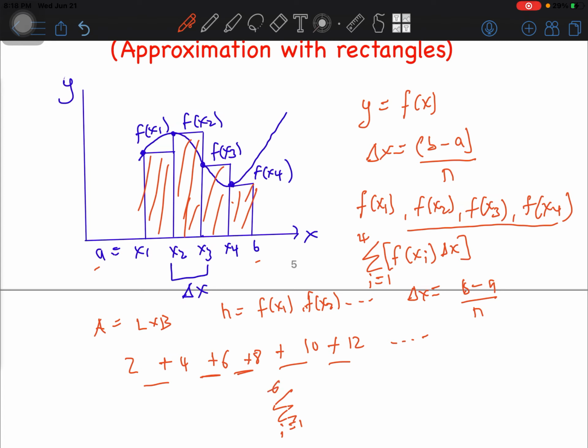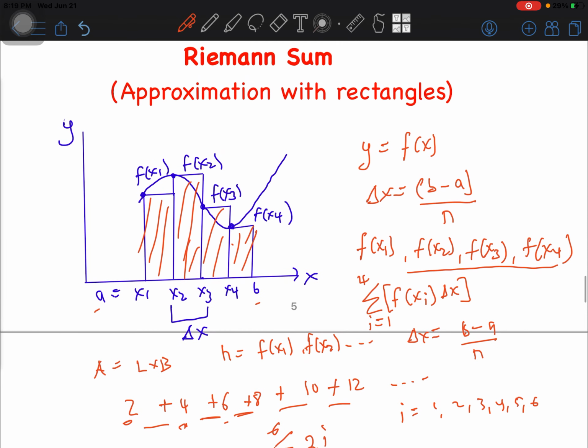2, 3, 4, 5, 6, right? So up to 6, and then the difference is 2, and then we can bring in I. So the I is equal to 1, 2, 3, 4, 5, 6. So at I equal to 1, we have the 2 here. At I equal to 2, we have the 4 here. At I equal to 3, we have the 6 here, and so forth.